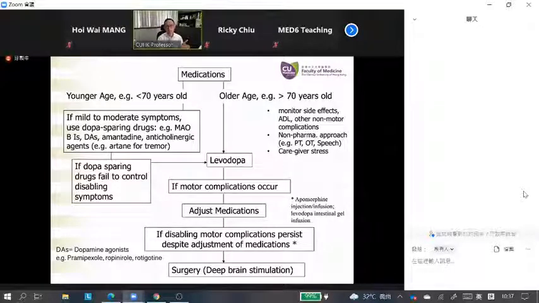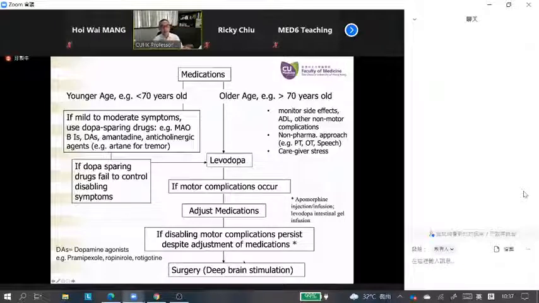So if that is the case, you should definitely refer to neurologists at this stage, okay? Because the titration of medication is very complicated. Okay, I won't talk about this in this final year lecture.